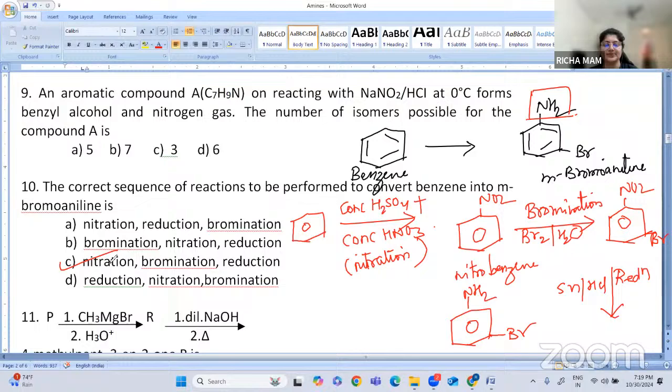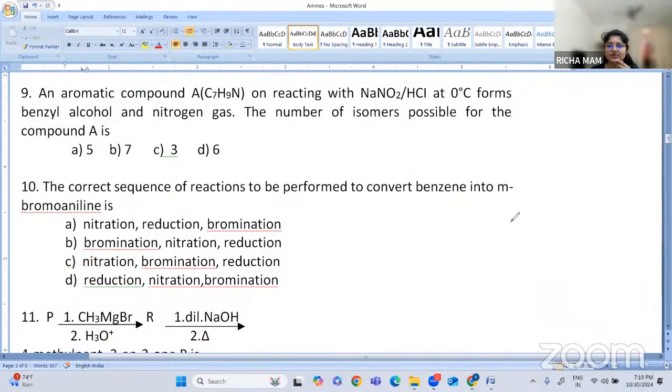So option number C: nitration, bromination, and reduction. Is it clear? So these are the steps. Like this, you have to remember the reactions. When you have to convert benzene into metabromoaniline, first do the nitration, then bromination, and then reduction. Okay. Next question.